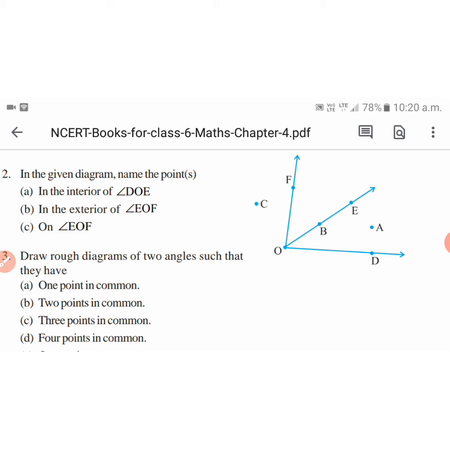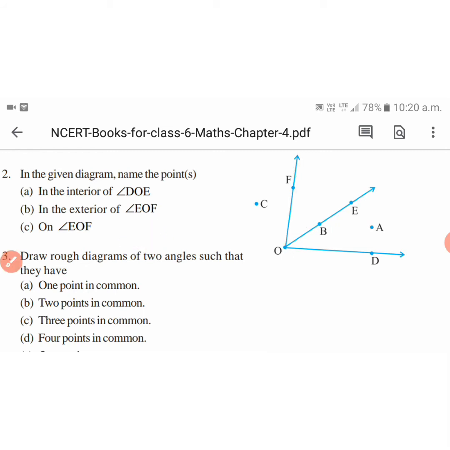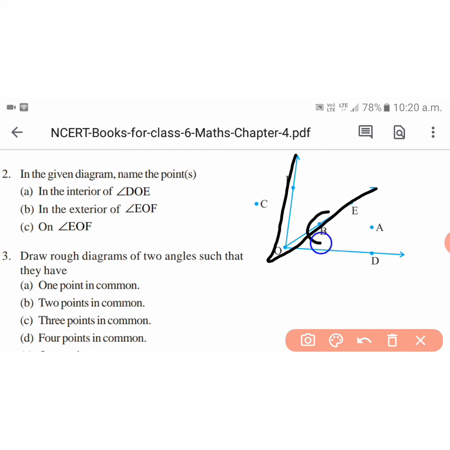C part. On angle EOF. So, what is the point on angle EOF? B is the point on angle EOF. The point is B.